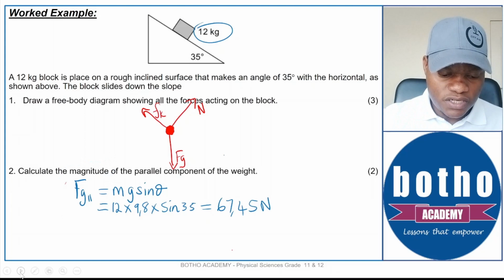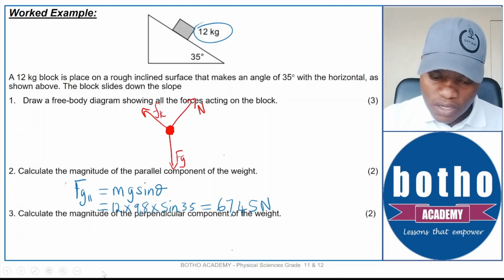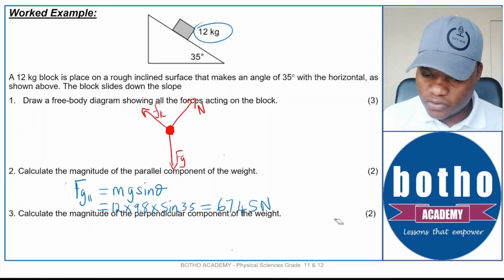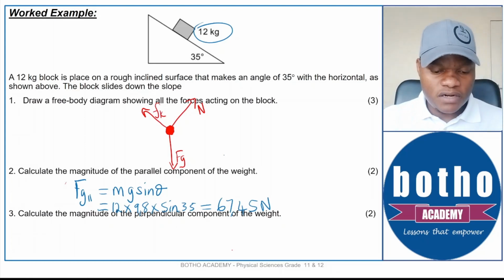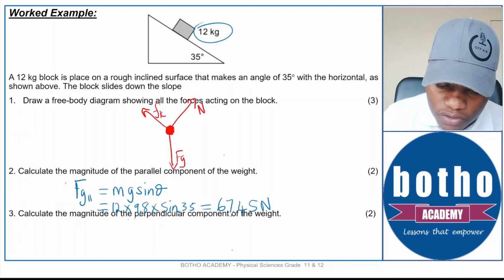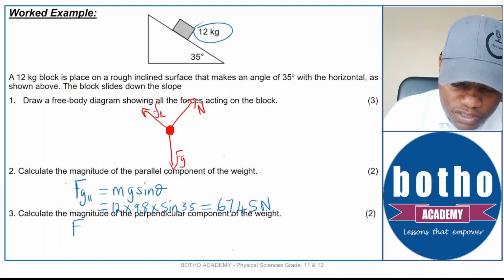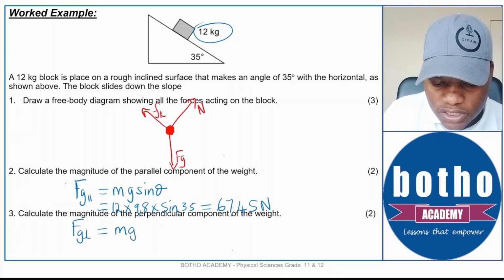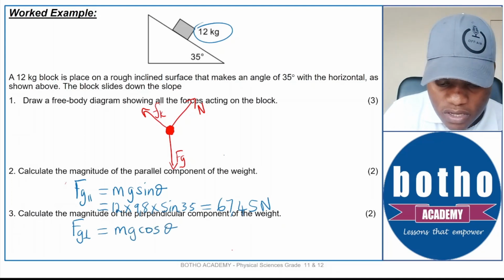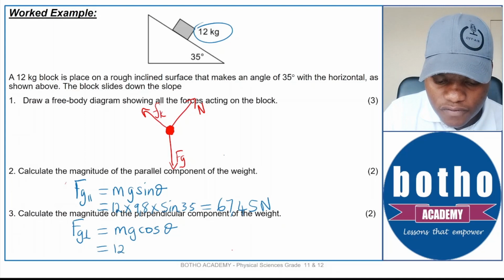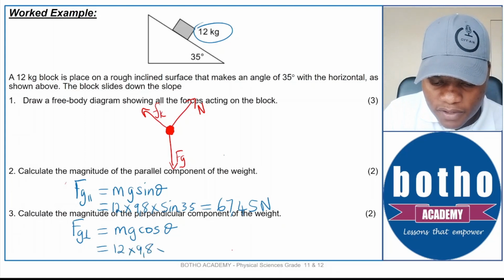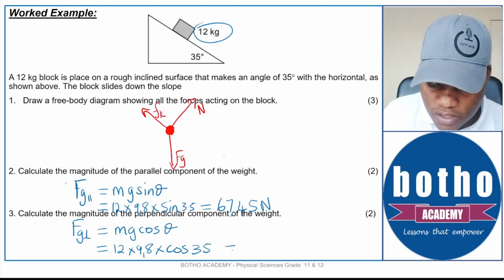Okay, the next question says calculate the perpendicular component. I hope you can see there, because I've already written on top of the question, calculate the magnitude of the perpendicular component. What we know about the perpendicular component is that it is Fg perpendicular, which is always going to be equal to mg cos theta. Okay, when we substitute again, it's going to be 12 multiplied by 9,8 multiplied by the cos of 35, and then we get an answer there.